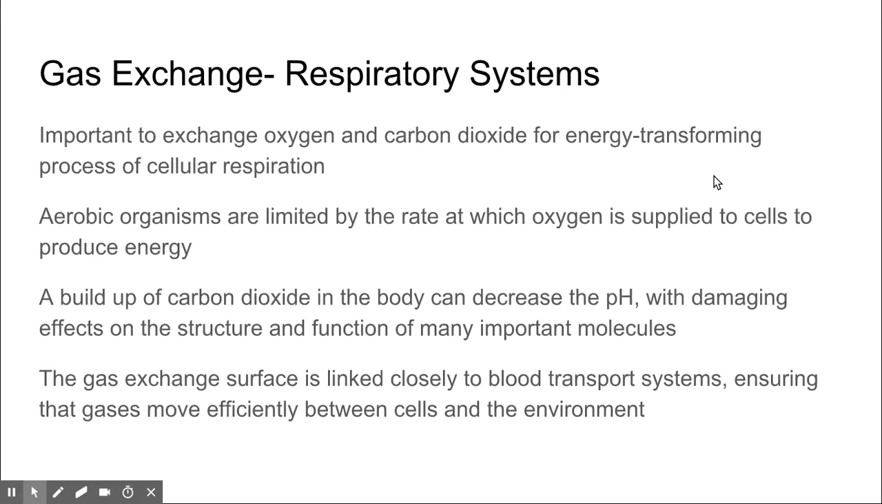And the gas exchange surfaces that we're closely looking at today are very closely linked to the transport systems, specifically the blood, and they are actually both closely linked in their theory but also in practice, and this assures that gases can move efficiently between cells and the environment.